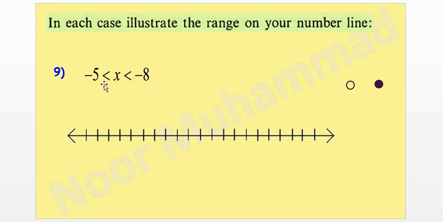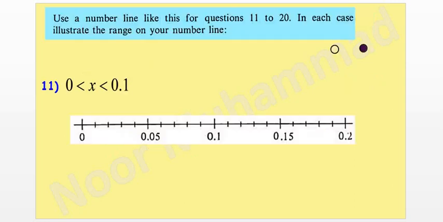So you can draw it like this. Let's say I have -5 here. So this one will be -6, -7, -8, right? So this is -5, this is -8. Both will get an empty circle because it's not the equal to case. So you will draw. Now this is the second part of the exercise.